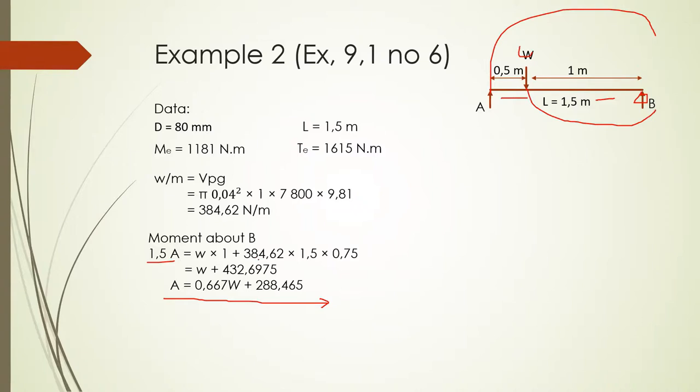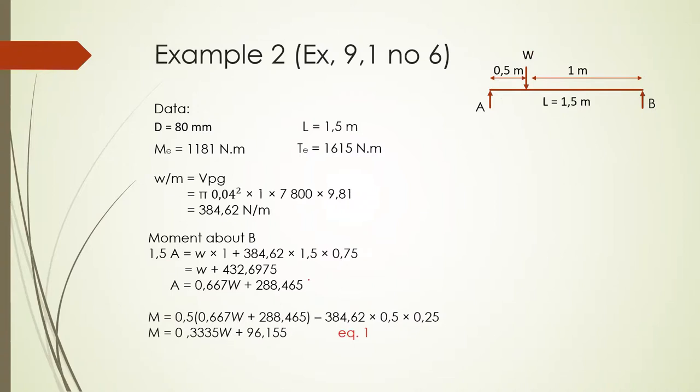Then you add what? This one, which will be at the center, the weight of the beam, which will be 384.65 multiplied by 1.5. And then this is now the total weight multiplied by the center. The center of 1.5 is 0.75. Then you get this reaction A. Right, from reaction A, guys, then you have to calculate the maximum bending moment.